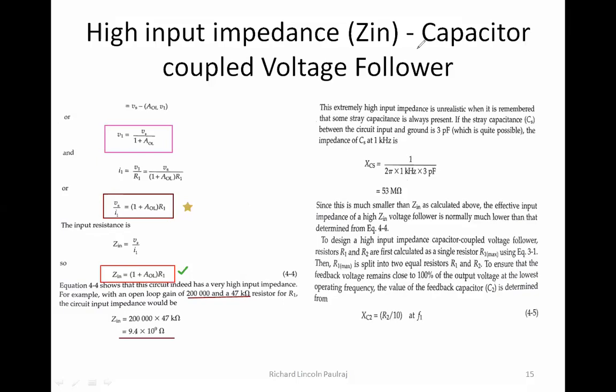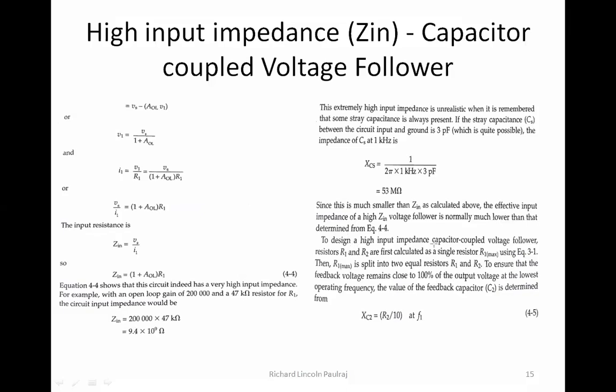If the capacitance is high, then we reduce the resistance, and vice versa. So this is how we actually design. Now, one more important thing that you should really remember is the relationship between R1 and R2.